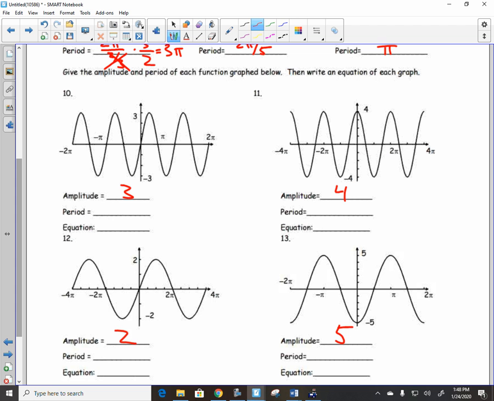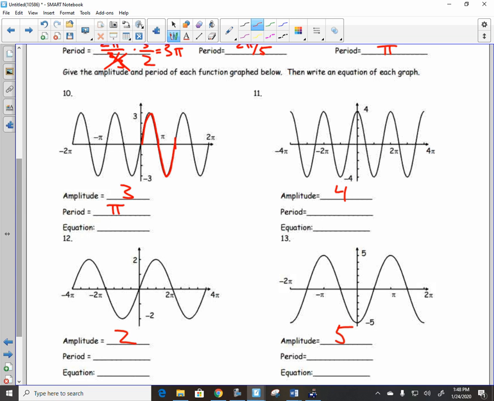Now, the period for 10, as we look at it, is how long it takes before it repeats itself. So it has to go through a full cycle where it goes up and it goes down. So what is that mark right there? If this mark is 2 pi, what's this mark right here? 1 pi. So that period was pi. From here to here, that's 2 pi, and it repeats itself twice. So it's going to do 1 cycle within 1 pi.